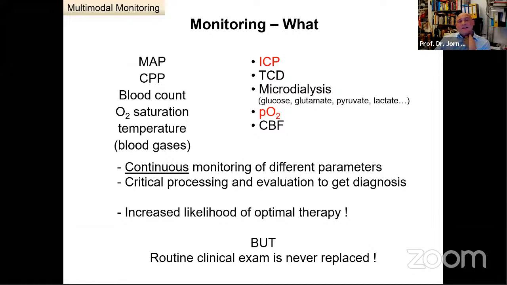So there's a couple of parameters that everybody basically does monitor already on an intensive care unit, for instance. This is the arterial pressure, the perfusion pressure that can be calculated out of that, cerebral perfusion pressure, blood counts, oxygen saturation, temperature, and so on. There's other things that are more specific for our specialty, for neurosurgery. This is intracranial pressure. This is oxygen pressure in the tissue. This is changes that occur in the transcranial Doppler. That could be changes that can be measured on the molecular level, which is measured with microdialysis, and possibly cerebral blood flow. So the continuous monitoring of different parameters is crucial here, and I want to stress that the routine clinical examination is still never to be replaced.